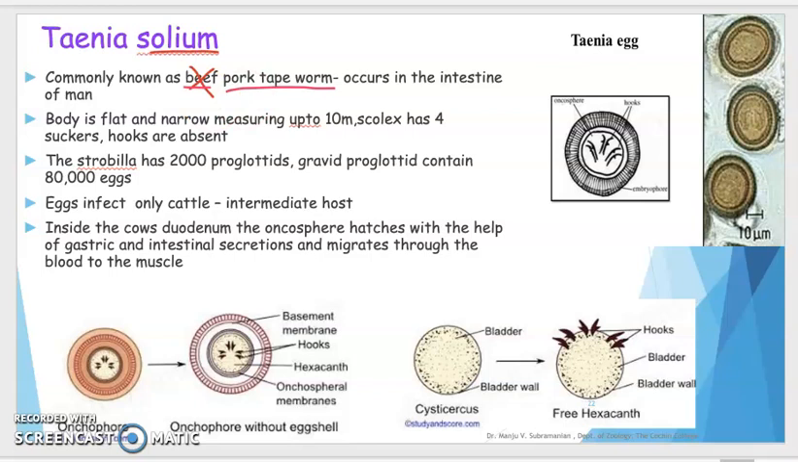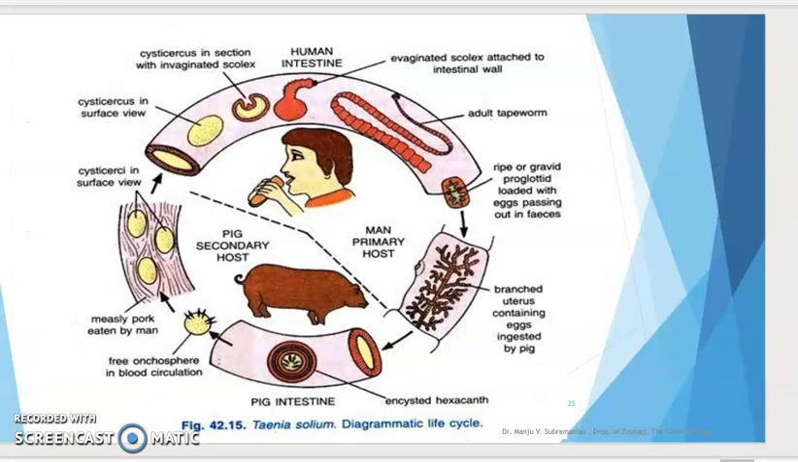So let's see the life cycle, or the development, of Taenia solium. The life cycle of Taenia solium is completed in two hosts, mainly man and pig. The primary host is man and the secondary host is the pig. Both are vertebrate hosts.